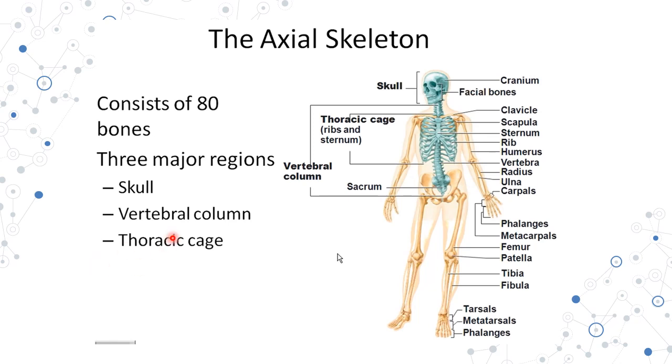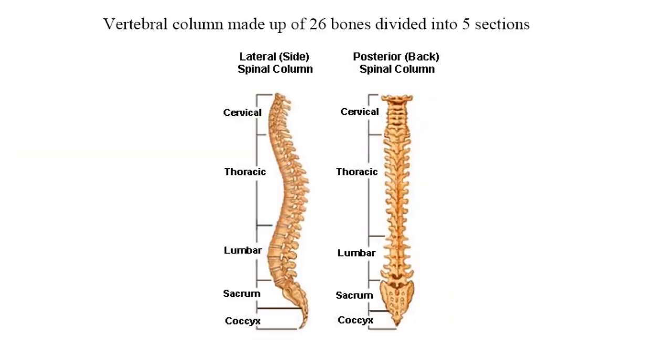All right, so with that, we're going to go to the rest of the axial skeleton. We're going to go to the vertebral column. Very interesting thing, right? So here is your vertebral column, and basically you have it divided into 5 sections. Okay, you have a cervical section, thoracic, lumbar, sacrum, and coccyx.